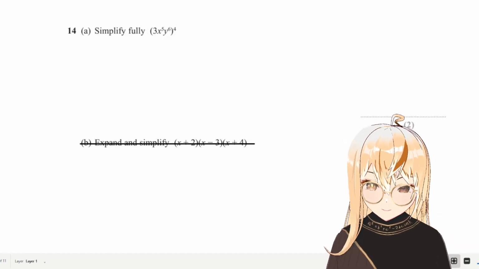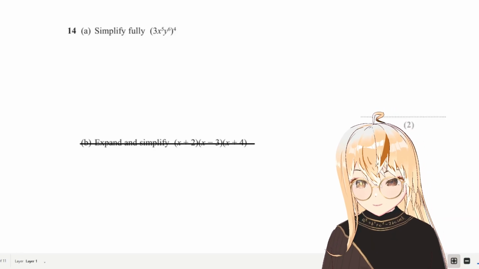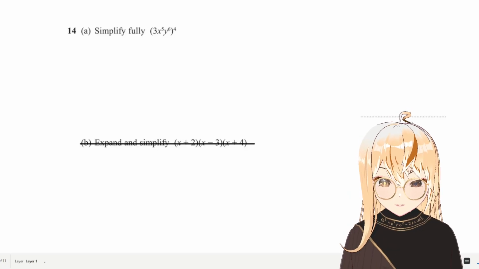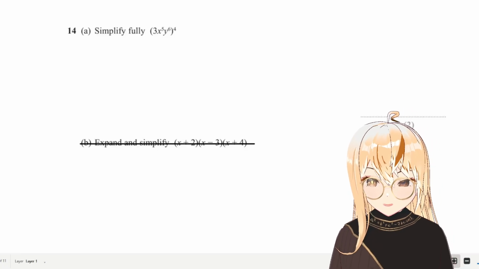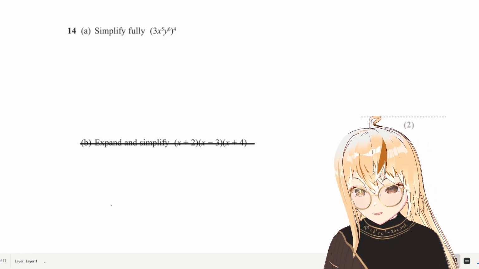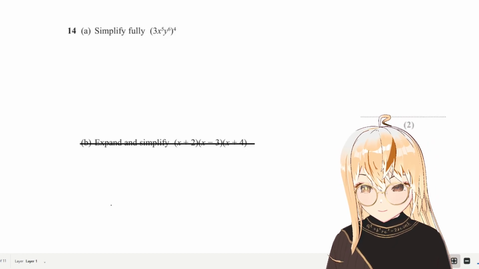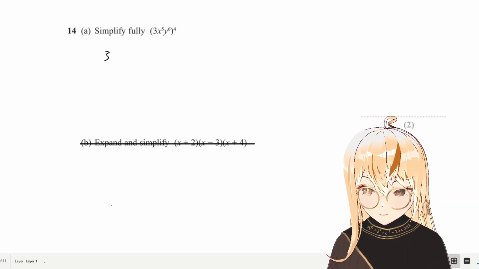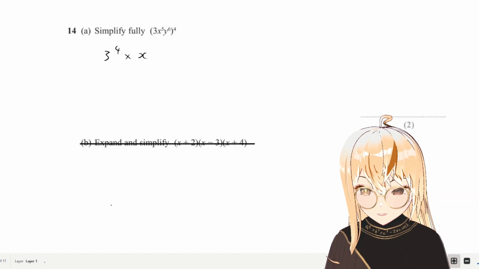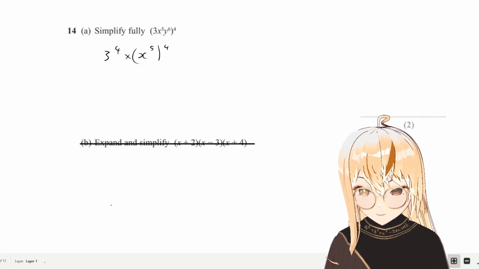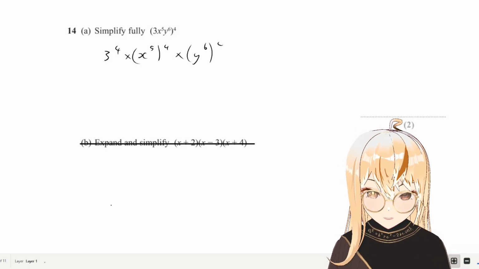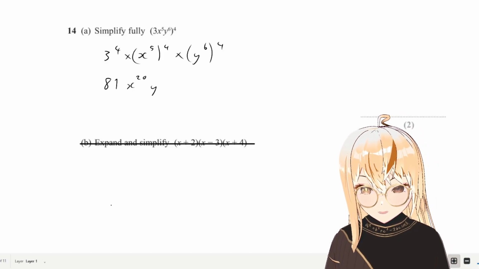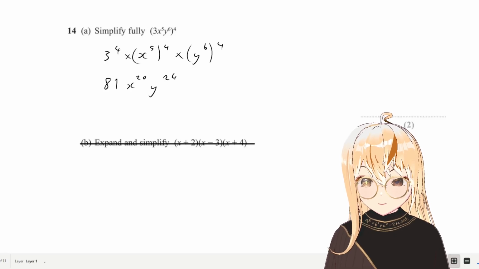Alright, so we've got a power outside of our brackets. So we're going to multiply the powers. But here, make sure that you are raising the coefficient to the power of 4 as well, because that's like saying 3x to the power of 5, y to the power of 6 times itself 4 times. So we would get 3 to the power of 4 times x to the 5 times 4 times y to the 6 times 4, which would become 81 x to the power of 20, y to the power of 24.